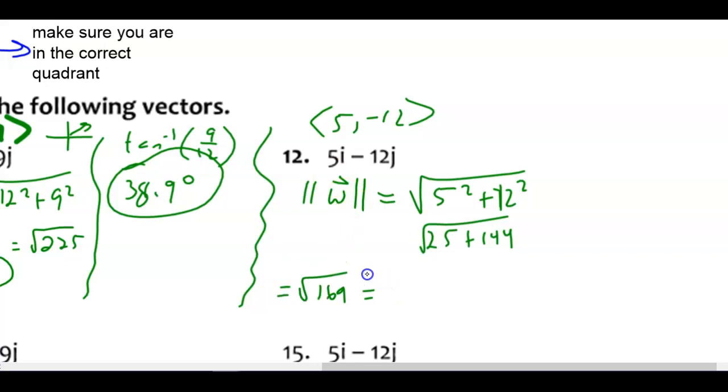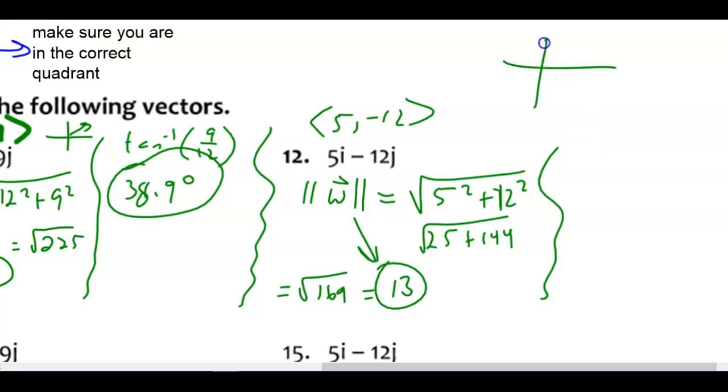Which is 13. All right, so there's our, oh, I put 30. I'm tripping. 13. There's our magnitude. Now, find our directed angle. First of all, what quadrant is that? 5 and negative 12. So positive 5, down 12. It's in this quadrant right here.